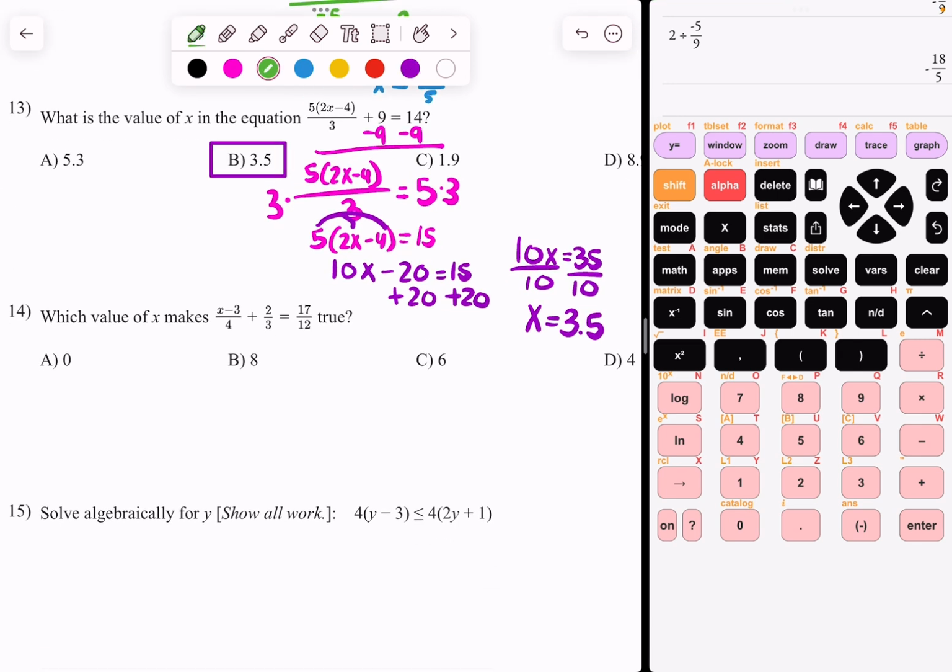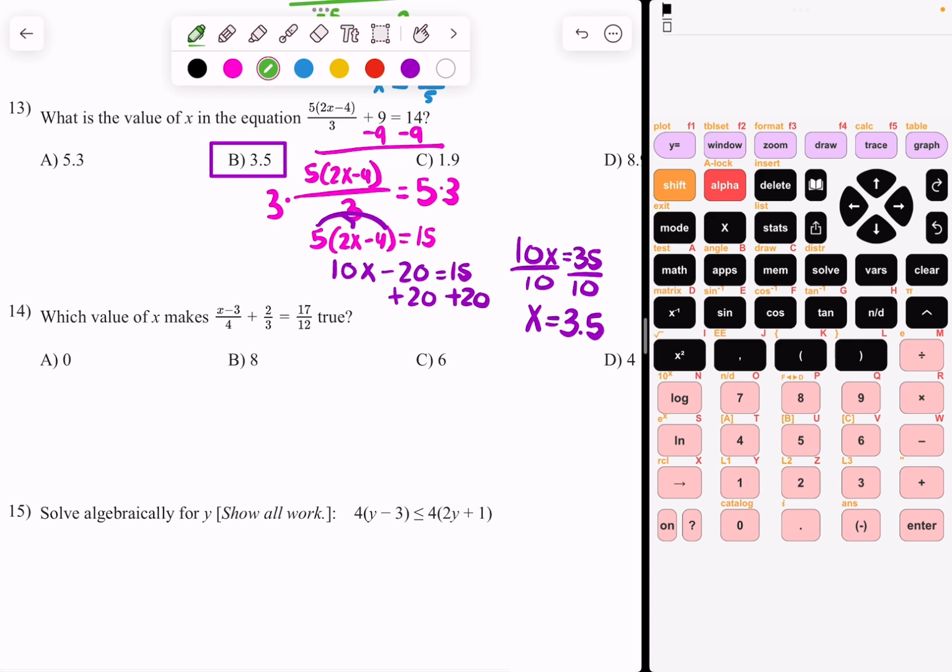Question 14 says, which value of x makes this true? Meaning, you could technically just plug in each value of x here and see which one makes it true. This calculator here doesn't do it like the one in school. Oh wait, maybe it does. Let's see. 0 stores x. Yeah, it always makes an, let me see. X stores 0. Yeah, I don't know why it doesn't work here. But anyway, I'm just going to physically type it in.